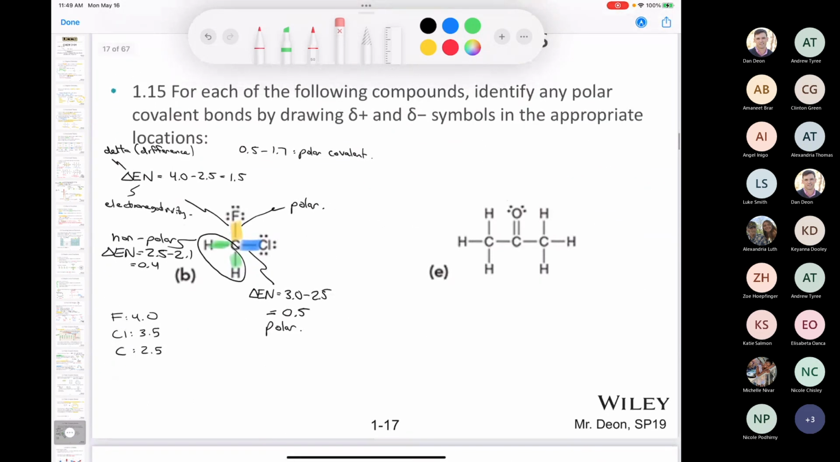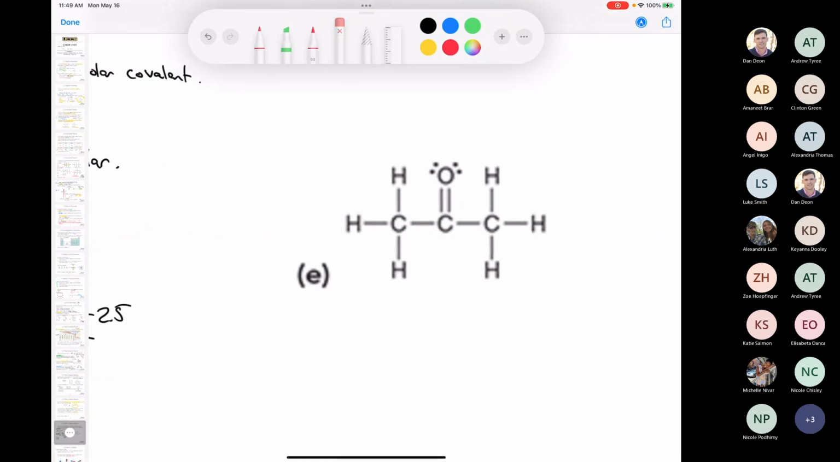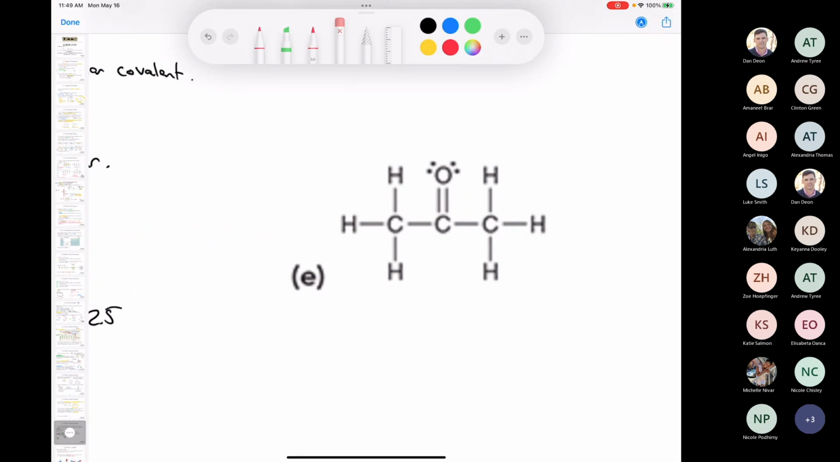All right. What about E? Are there any polar covalent bonds in here? This molecule is acetone, which is sometimes used as a paint thinner, nail polish remover. Any polar covalent bonds in this one?